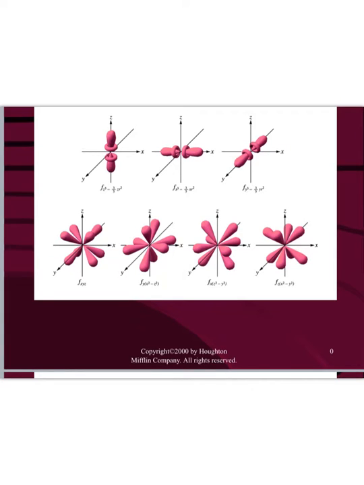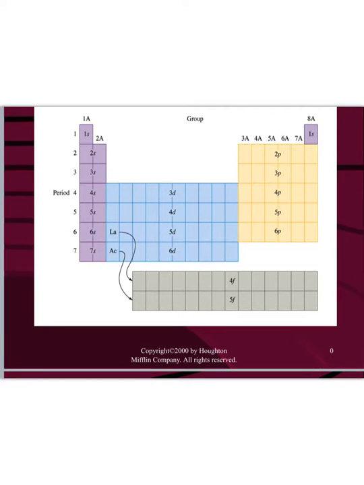So remember, there's a pattern: S, P, D, and F. There's 1, 3, 5, 7, and then 2 electrons into each one. All right, so this is a review of electron configurations.